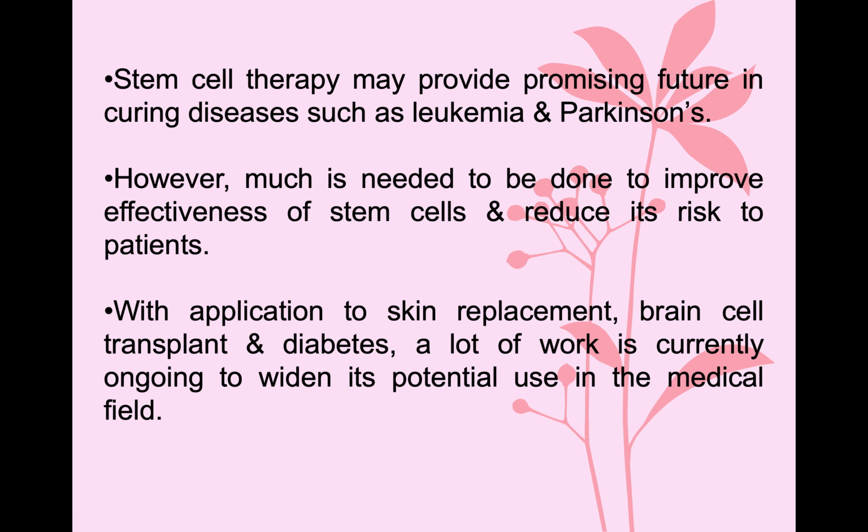Alright, so we know that stem cell therapy is another alternative for gene mutation, so it may provide a promising future in curing diseases such as leukemia and Parkinson's. Again, these are still in their infancy. Up until now, it couldn't be said for certain that it could cure both diseases. So, of course, much is still needed to be done to improve the effectiveness of the stem cells, and of course, first and foremost, reduce the risk to the patients.